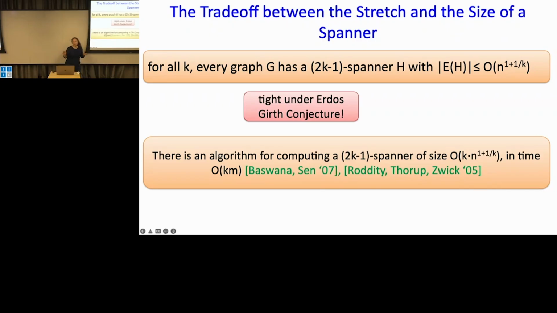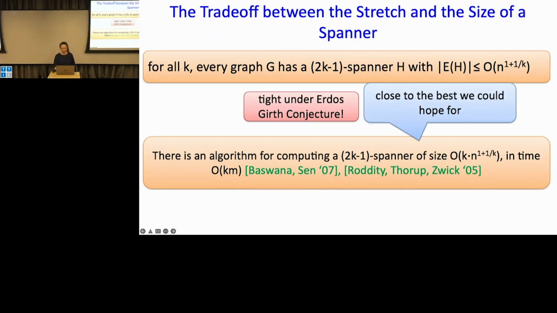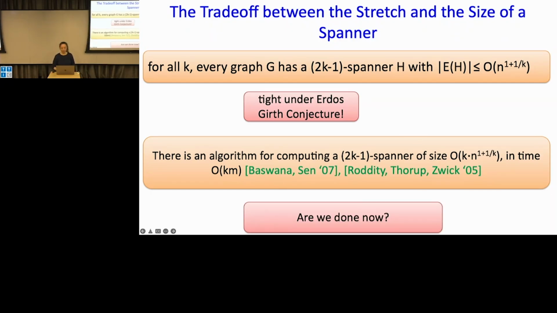Usually you should think about this k as being a constant or polylog n. So essentially this algorithm gives you pretty much the best you can hope for. There is maybe some little room for improvement, but it's close to the best you can hope for. So, are we done?